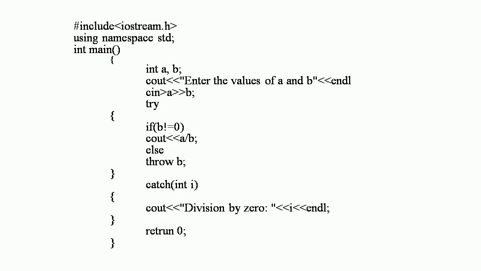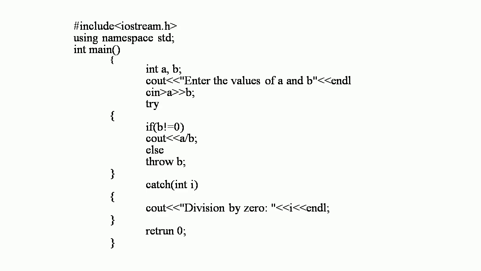The try block is there. What is the try block? try, statement 1, statement 2, etc. are some conditions. Okay, if B is not equal to 0, in brackets, close bracket, cout << A / B ended with a semicolon. Else throw B ended with a semicolon. The try block is closed. Then go to the catch, int i.